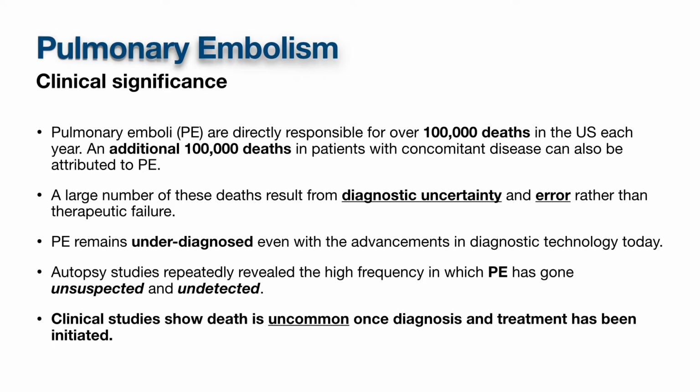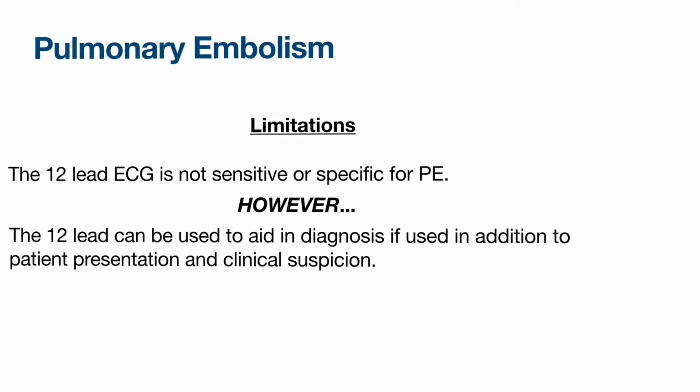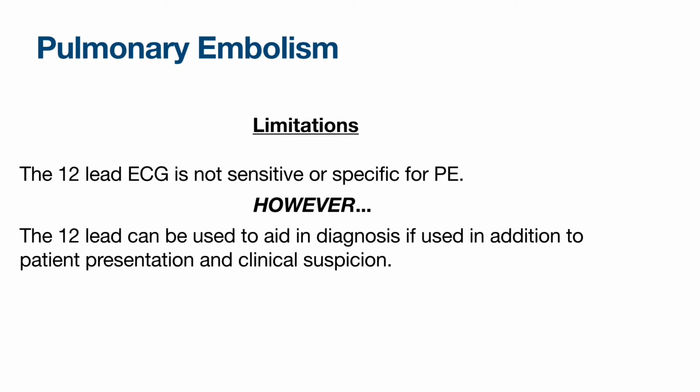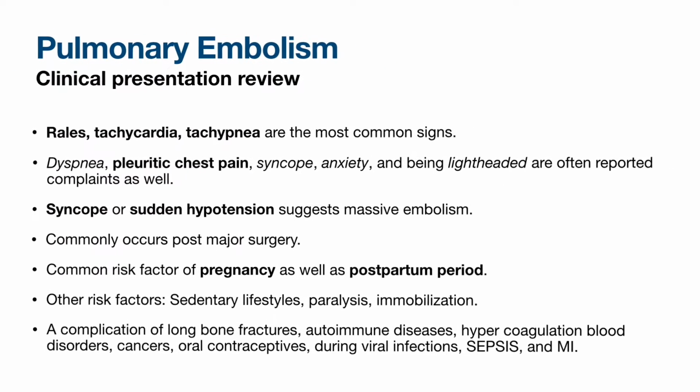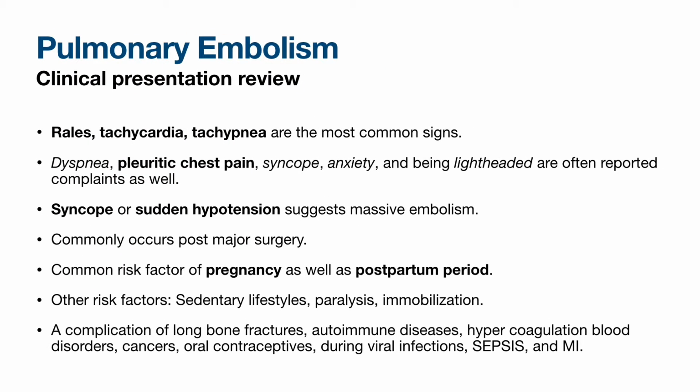So if there's anything that we can utilize to aid in our differentials, we should take as much advantage of that as possible. Now, the 12-lead is not sensitive or specific for PE. However, it does give us insight and clues as to what is actually going on to aid in our differential. The most common signs are rales, tachycardia, and tachypnea, with another common one being pleuritic chest pain. Yes, that annoying chest pain where they take a deep breath in and it intensifies. Yeah, it turns out it's not always musculoskeletal.